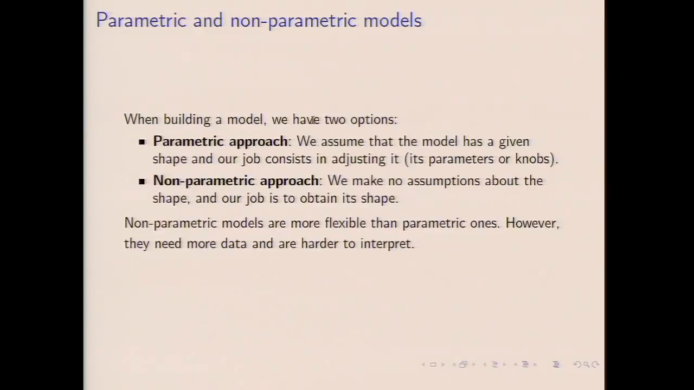So I use my data in one case to calculate these two parameters, in the other case, to determine the height of each one of these rectangles. Okay? So this is a non-parametric approach, and this is a parametric approach. Both of them are models. This is a parametric approach, which means that I have assumed that the shape is Gaussian. This is a non-parametric approach because I haven't made any assumption whatsoever about the shape. Okay? Right.